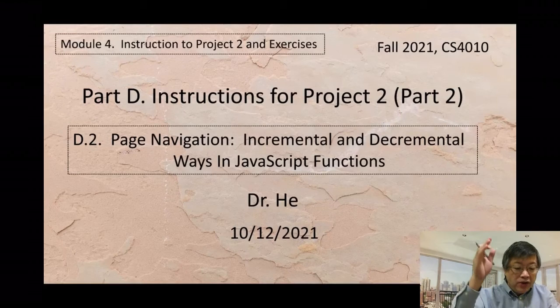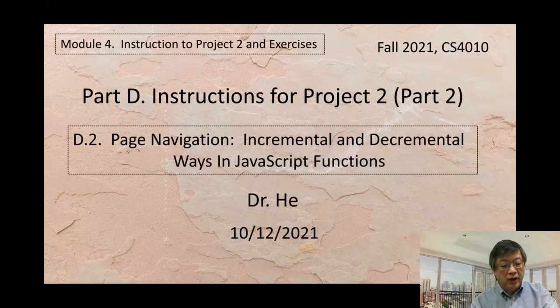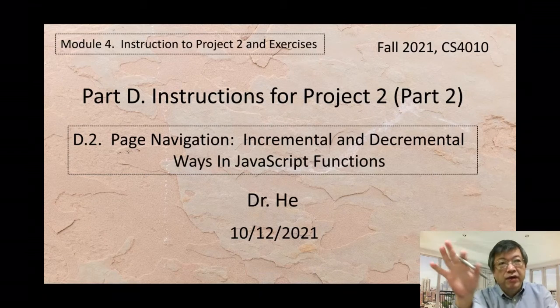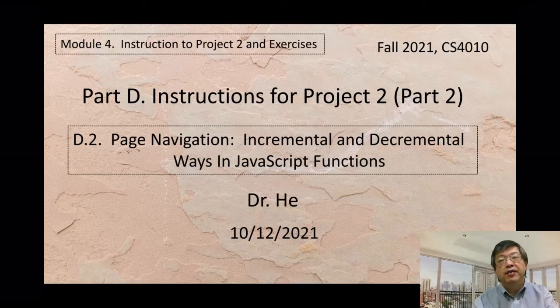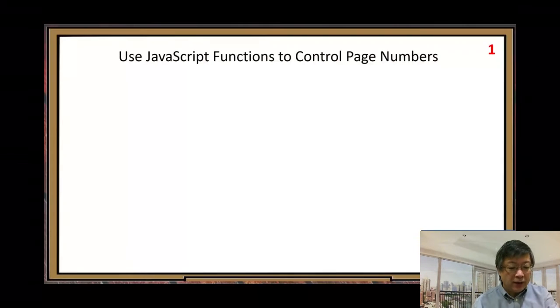D.2, page navigation, incremental and decremental ways in JavaScript functions. For the page navigation, we need to do preparation in several different places. In this video, D.2, let us do preparation in JavaScript functions. There are two JavaScript functions. Here, we just do the first one. All right.